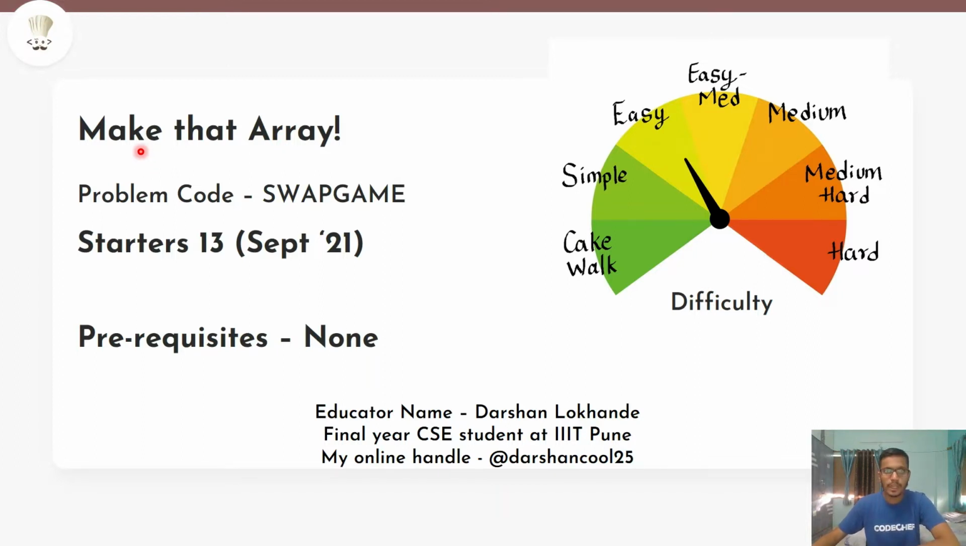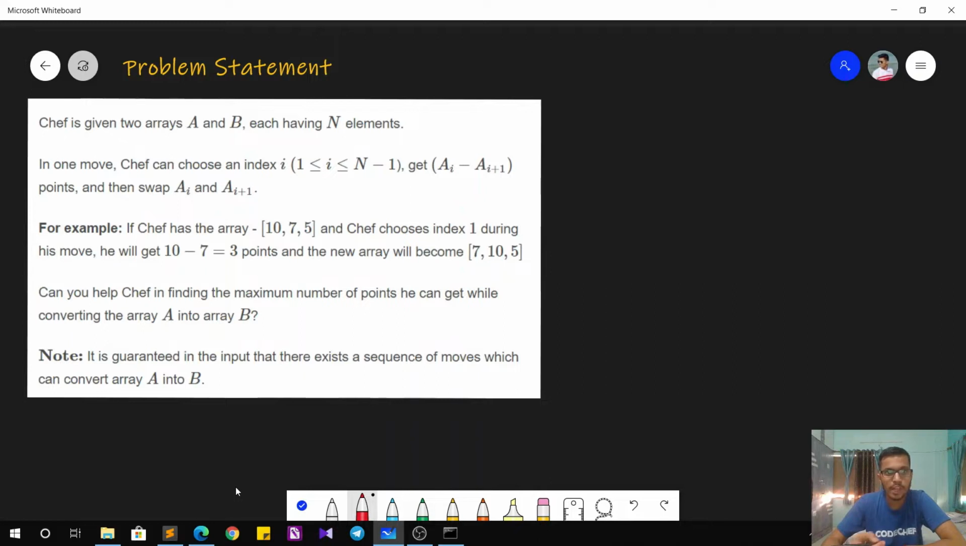The problem that we're going to discuss today is Make That Array. The problem appeared in Starters 13 of September 21 and has a difficulty level of easy. There are no prerequisites to solve this problem. The problem statement goes as follows.